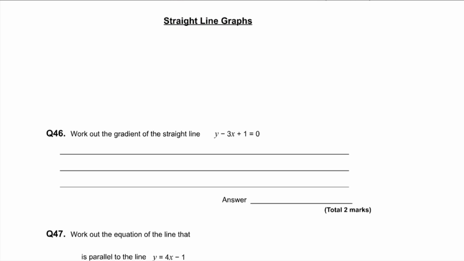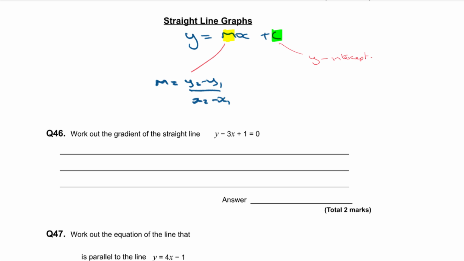Next up, we've got straight line graphs. What do we need to know about this? Well, we need to know about y equals mx plus c, the general form of a straight line graph. You need to be able to find m and c from a graph. m is going to be y2 minus y1 over x2 minus x1. If you've got coordinates, that's a nice way of working it out. c is going to be your y-intercept, so you should be able to find that from a graph. You should be able to find m from two coordinates, or it might be given to you.